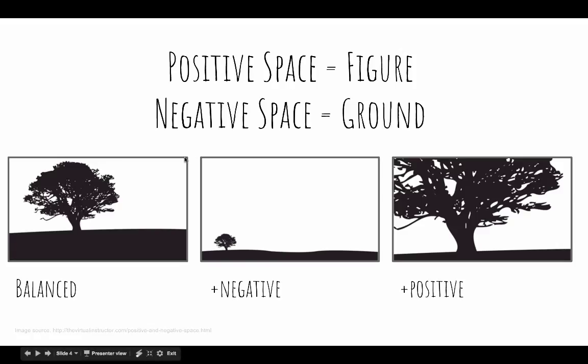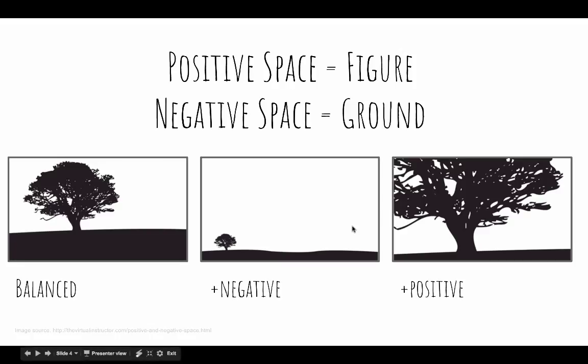This is an example of a lot more negative space, and that gives a sense of expansiveness. It can also give a sense of loneliness or solitude. It tends to be sort of calming. And then more positive space is zoomed in, and we can see this tree going off the edges of the picture plane.